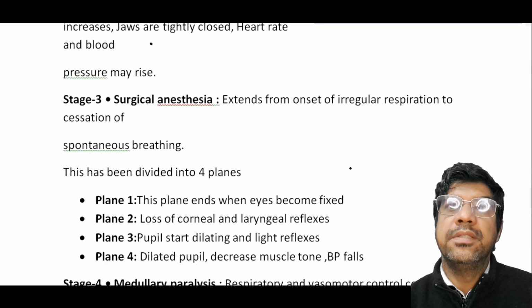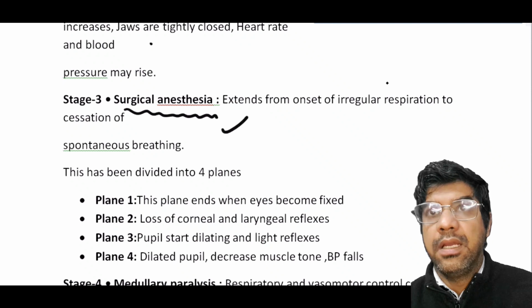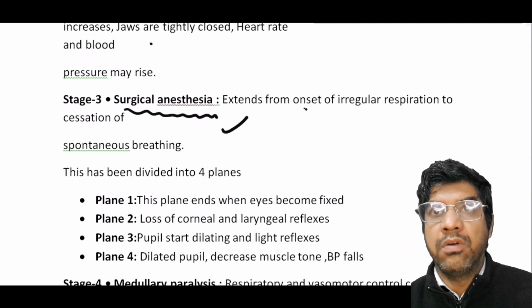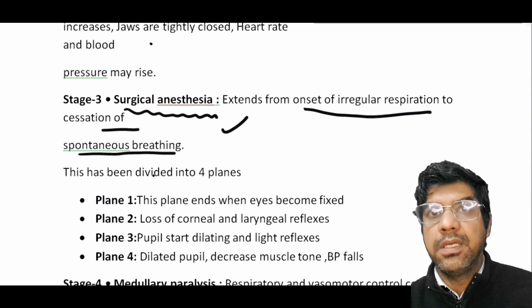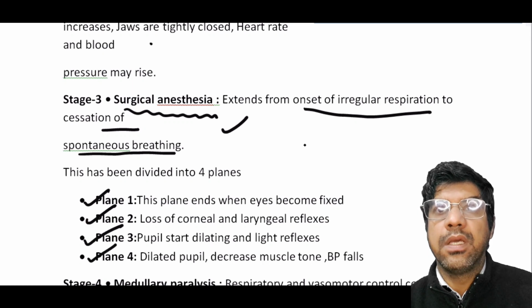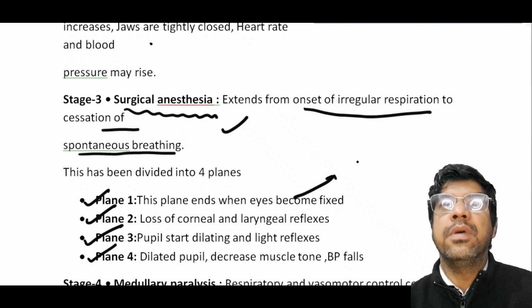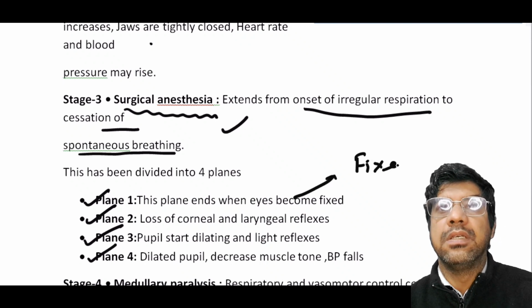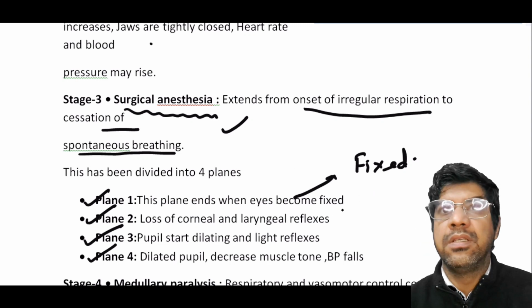The third is the stage of surgical anesthesia. It extends from the onset of irregular respiration to cessation of spontaneous breathing. Plane 1, plane 2, plane 3, and plane 4. In plane 1, remember the eyes become fixed. In plane 2, there would be loss of corneal and laryngeal reflex.